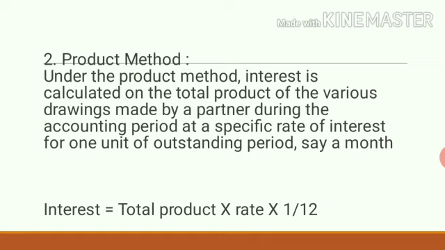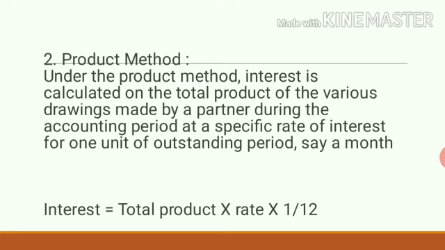Now here what happens is only one interest rate will be provided, and based on that the calculation has to be made. That is nothing but product method. Now this product method is important for your 6-mark question in your annual examination. Even in the year 2019 and this year 2020 also, they have asked under product method only, so this method is very important. Now, what is the formula to calculate interest on drawings under product method? That is nothing but interest is equal to product into rate into 1/12.